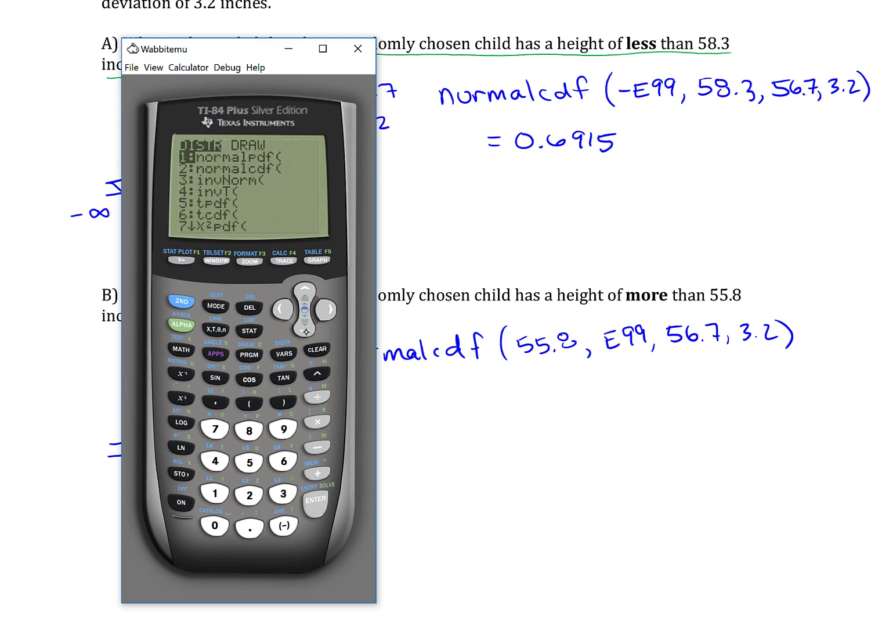So we'll use the calculator to come up with that value. 55.8, second comma gives me the e, and then 99, 56.7, and 3.2. Press enter again, and it will calculate that function value for you, so 0.6107.